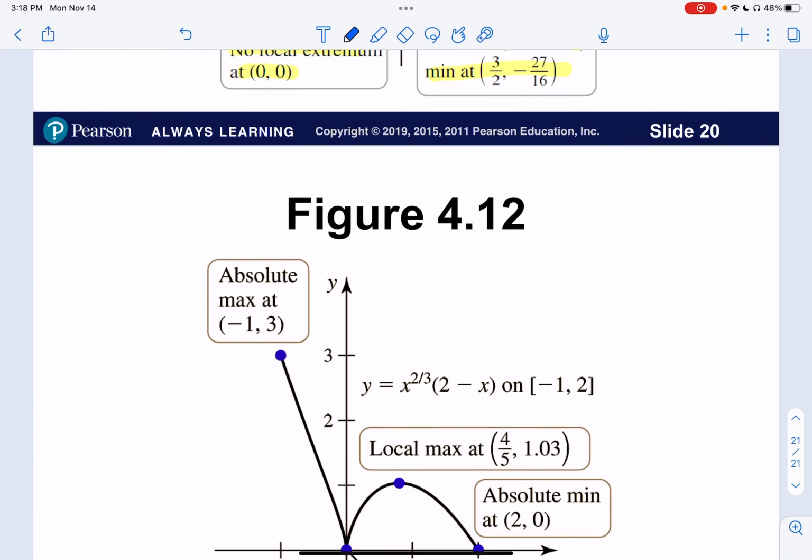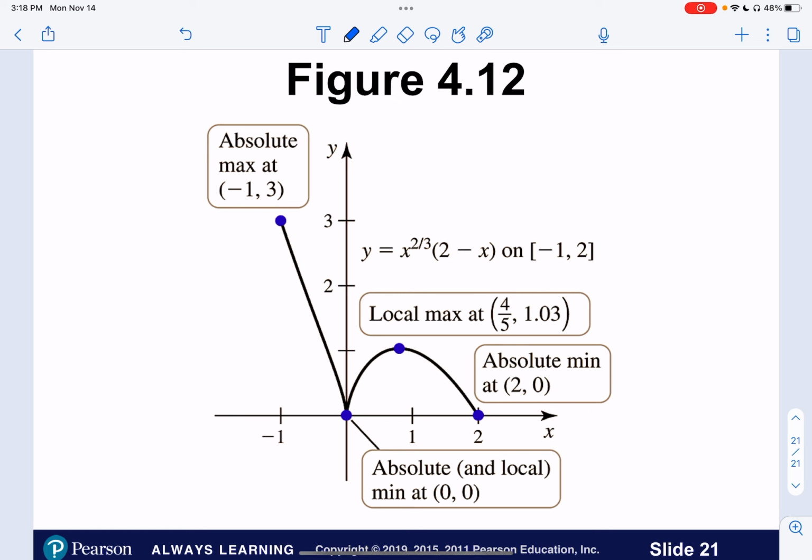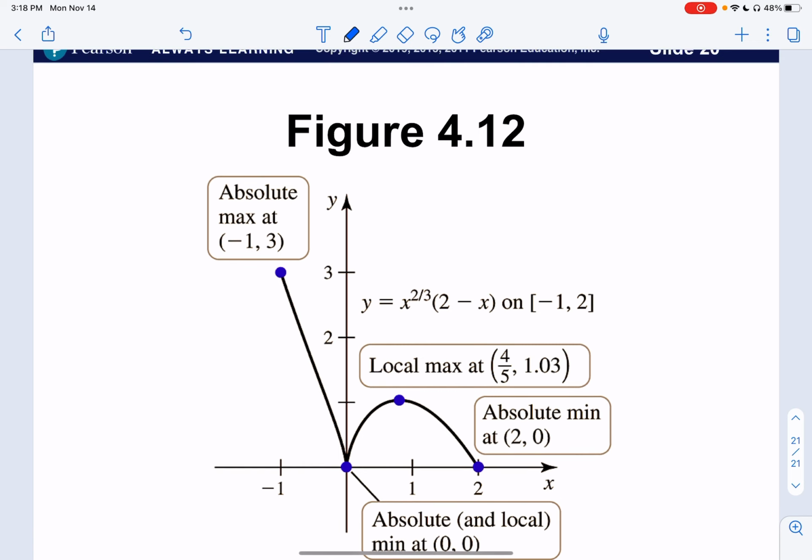Okay, so one more page. Here we're going to look at the function f of x is equal to x to the 2/3 times the quantity 2 minus x on [-1, 2]. So again, by the extreme value theorem, there is an absolute maximum or minimum because this is continuous and the interval is closed, right? So if I look at the derivative of this, let me write it over here.